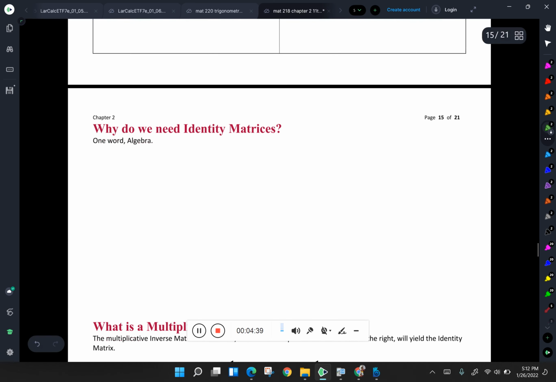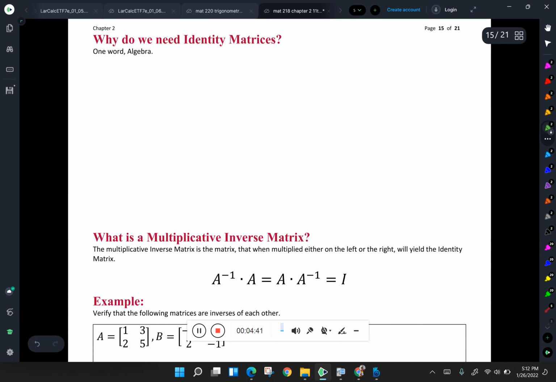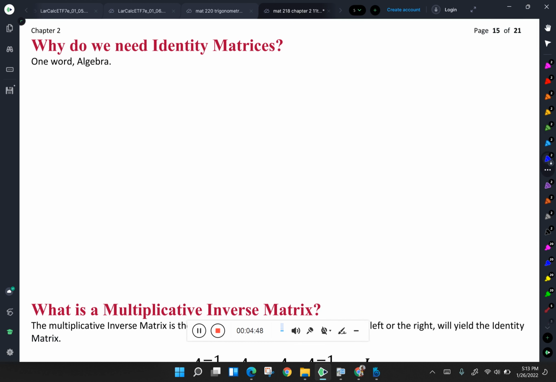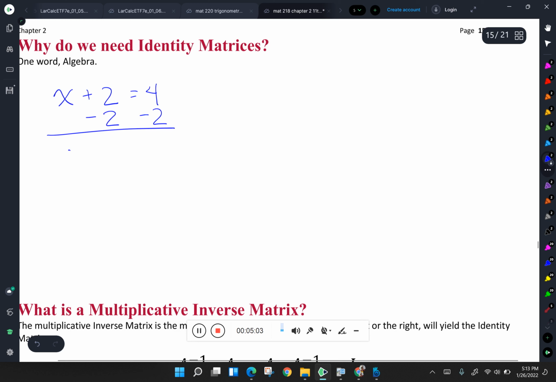All right. So why do we care about identities in general? Why do we care about identity matrices? Well, the simple answer is algebra. When you first started solving algebraic equations and someone handed you something like this and asked you to solve it, you would say, I am going to subtract 2 from both sides. And then you draw your line. You say that means x is equal to 2 because you did 4 minus 2, and 2 plus negative 2 is 0. Now, the reason that this works is because of identities.